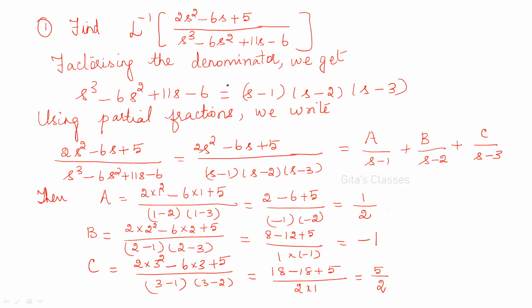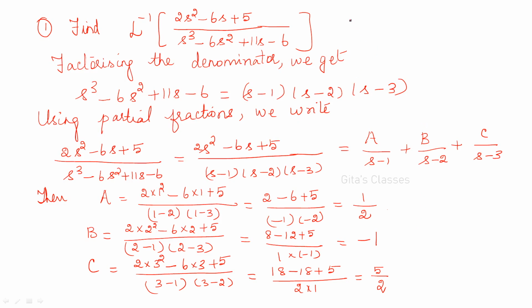So first let us find L inverse of (2s² − 6s + 5) divided by (s³ − 6s² + 11s − 6). Here take the denominator and factorize it. You can factorize this as (s − 1)(s − 2)(s − 3). So using partial fractions you have to separate them: A/(s − 1) + B/(s − 2) + C/(s − 3), because they are linear factors.